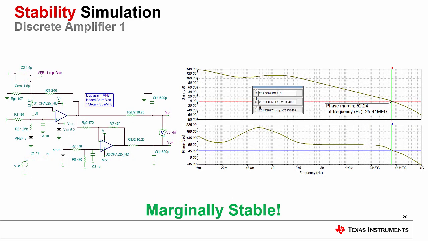For the discrete solution, we must test the stability of each amplifier separately. For the first amplifier, we break the feedback loop and see what the phase margin is where the AOL beta curve, or loop gain, crosses the 0 dB region. With a phase margin of about 52 degrees, we can confirm that the first amplifier is stable.